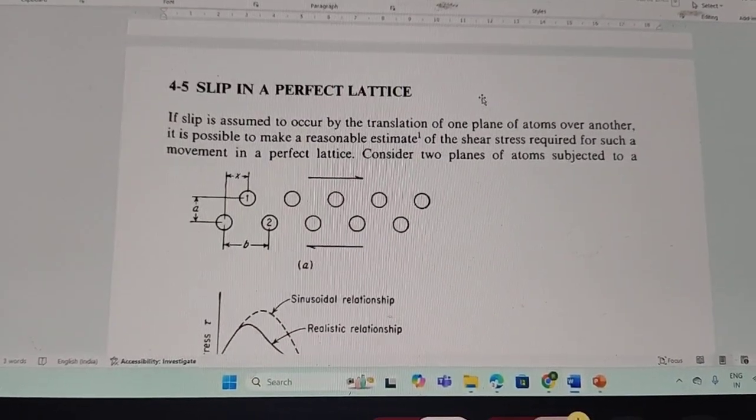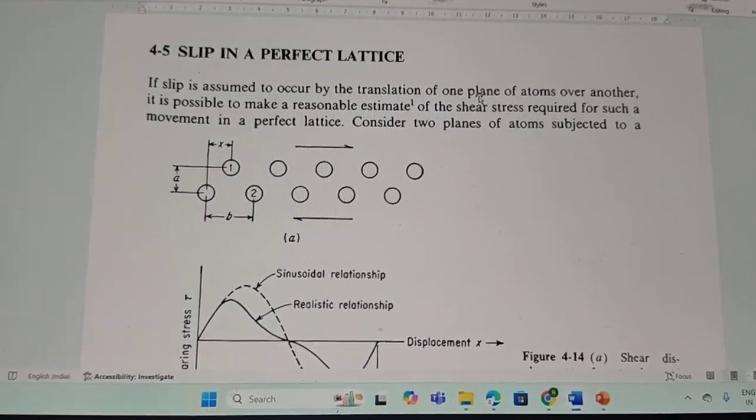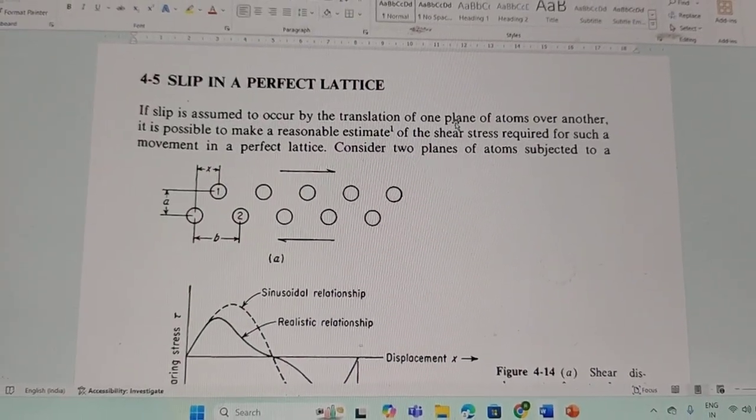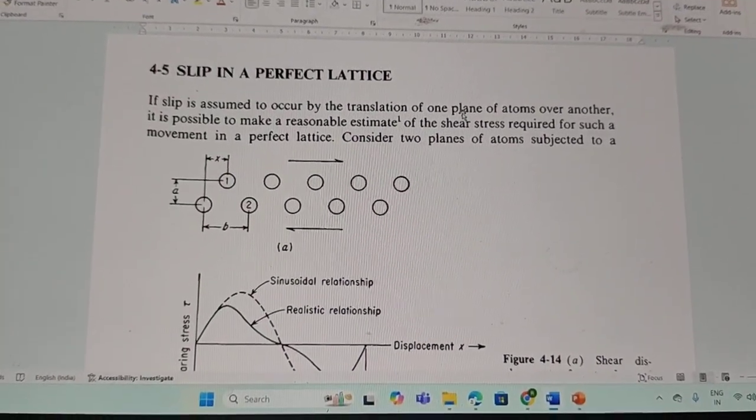Now, slip in a perfect lattice. See, I have another 10 minutes because you have the maths class, is it not?